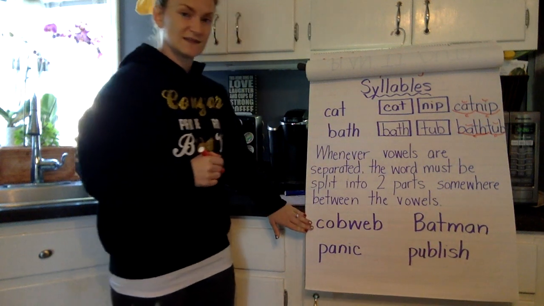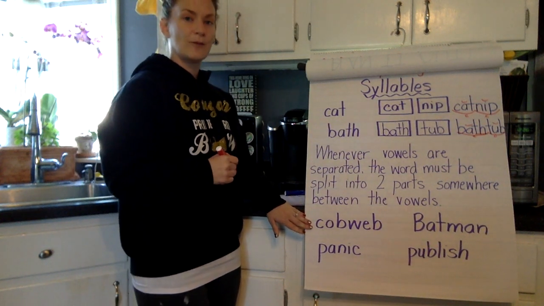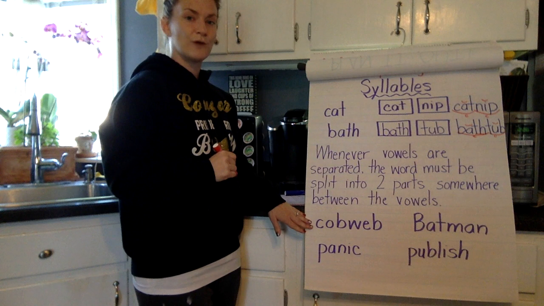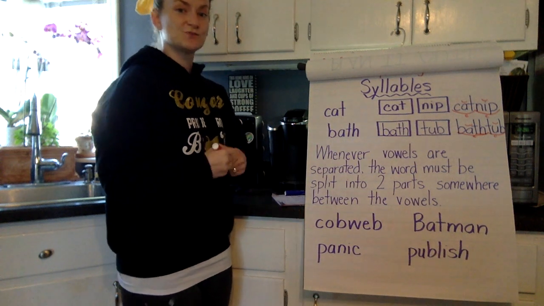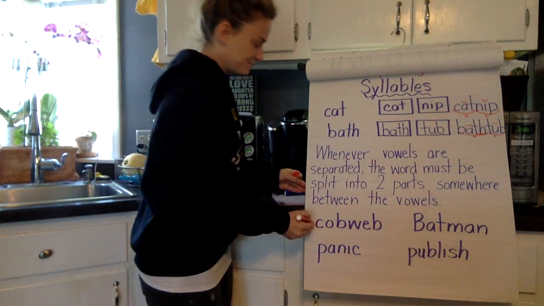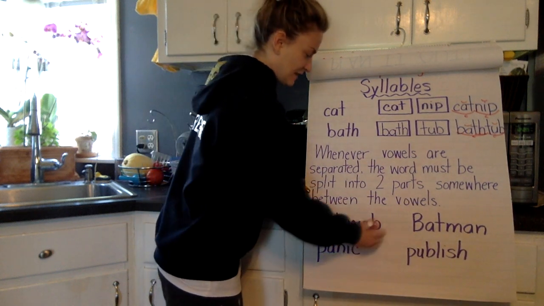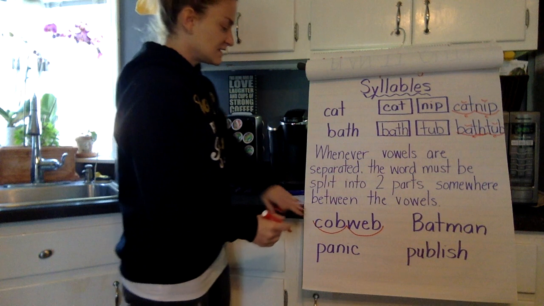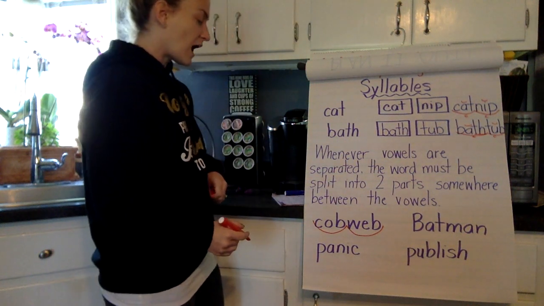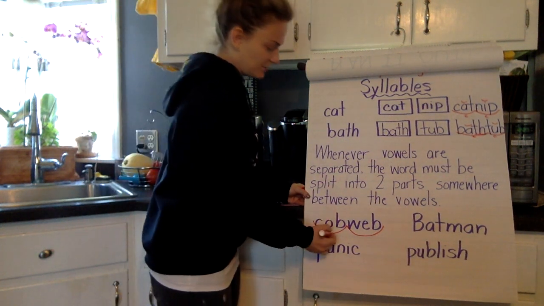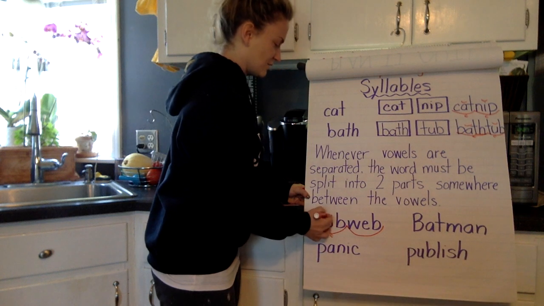All right, take a look at this word. Repeat after me. Cobweb. What's the first part? Cob. What's the second part? Web. All right, let's go ahead and mark it up. Take a look at the first syllable. Cob. It's a closed syllable with a short vowel sound.